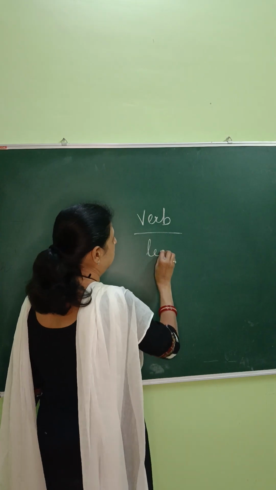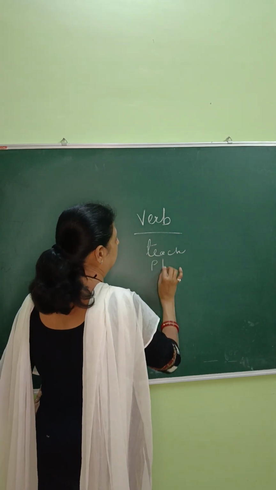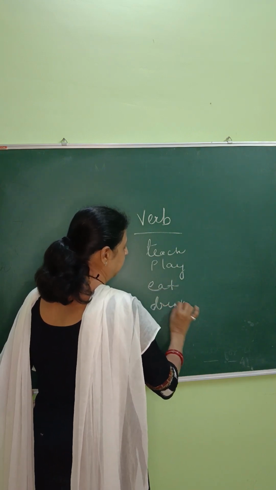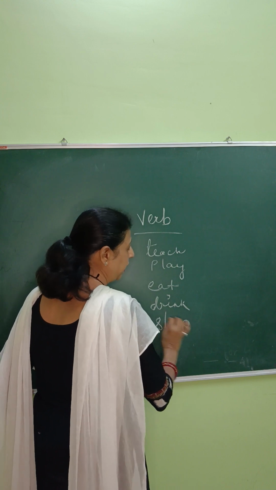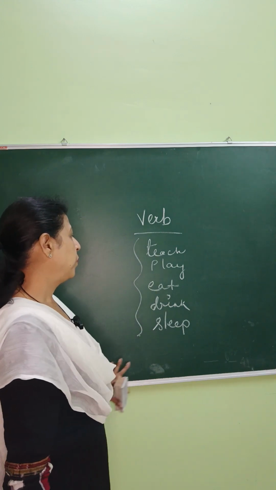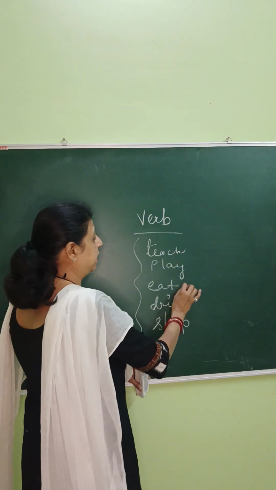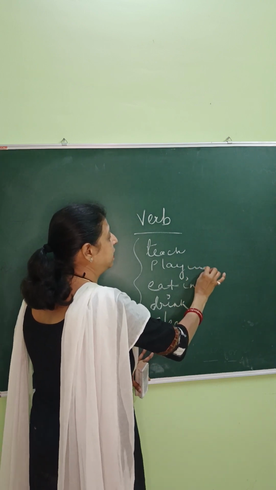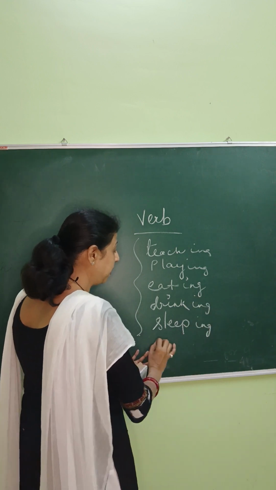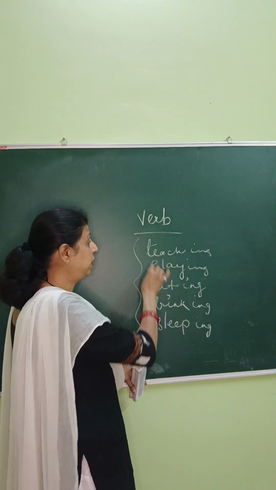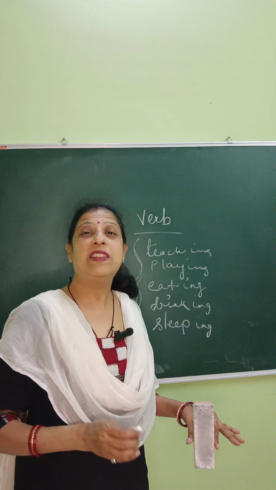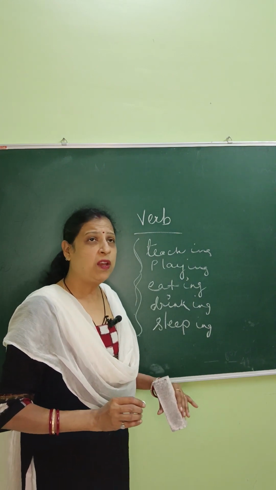Generally, we say teach, play, eat, drink, sleep. These are all verbs. Now, eating is a verb, playing is a verb, teaching is a verb, drinking is a verb, sleeping is a verb. Yes, these are verbs, but there are various types of verbs also.